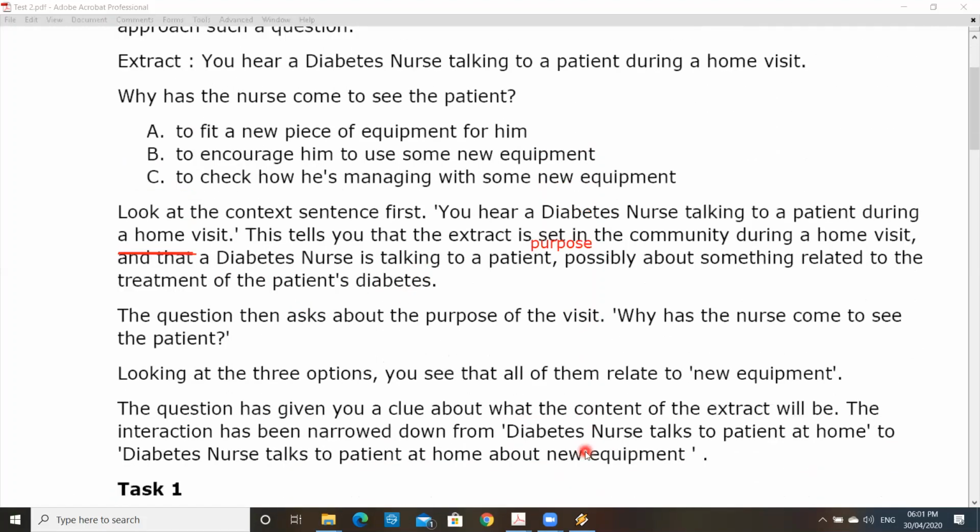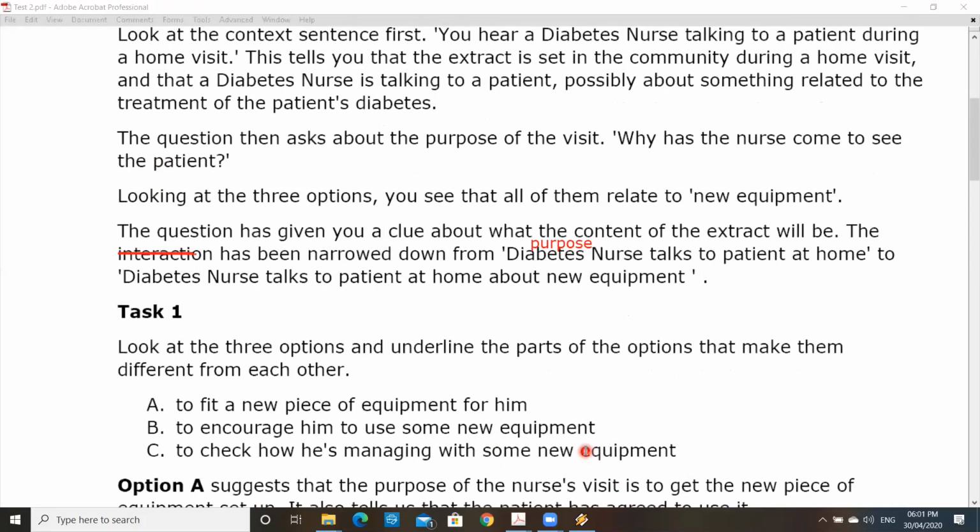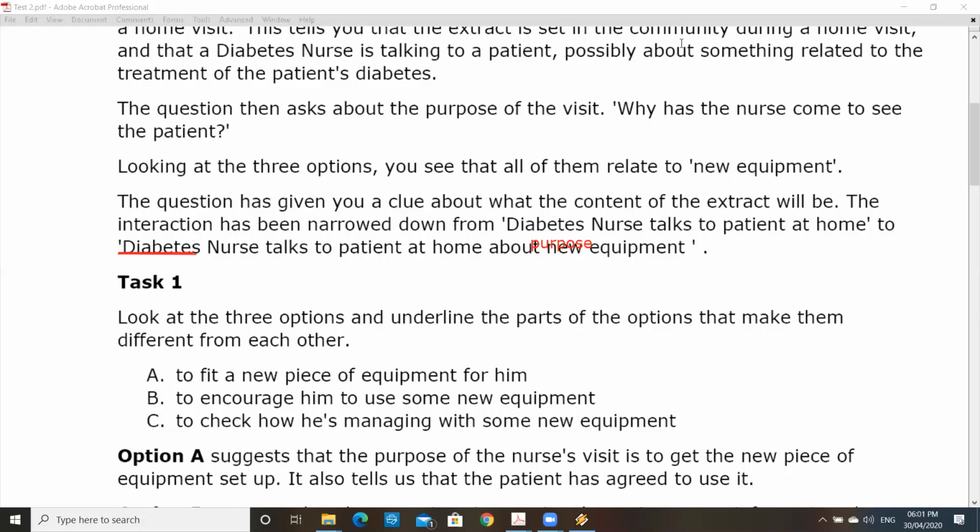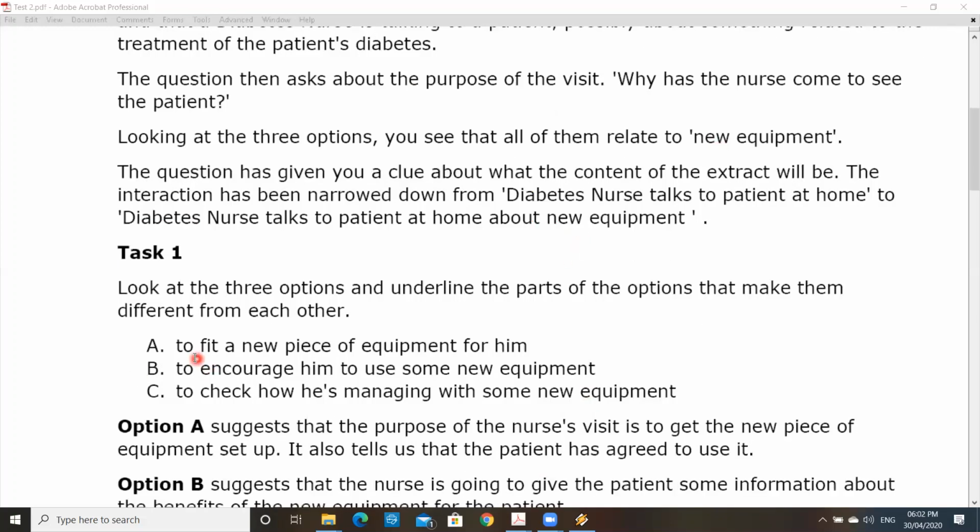Then when you look at the options here, it says to fit a new piece of equipment, to encourage him to use new equipment, to check how he is managing with some new equipment. So all three options have the words new equipment in them. That gives you more clarity, right? Now you know that this conversation is not just about the diabetes nurse's visit to the patient's home, but it is definitely something to do with new equipment.